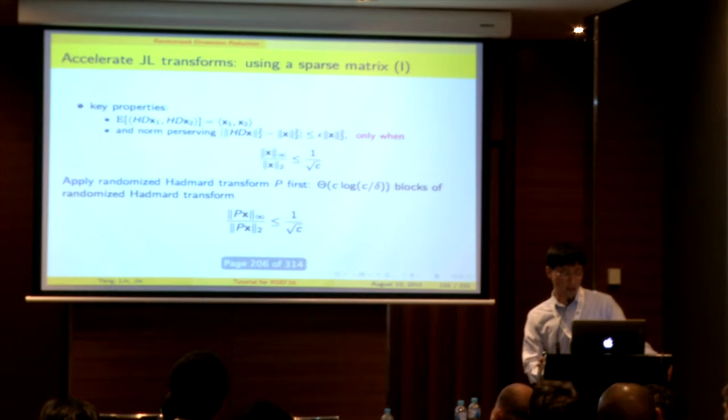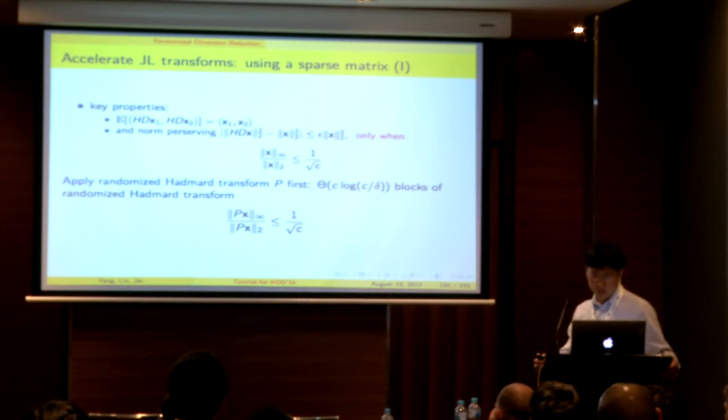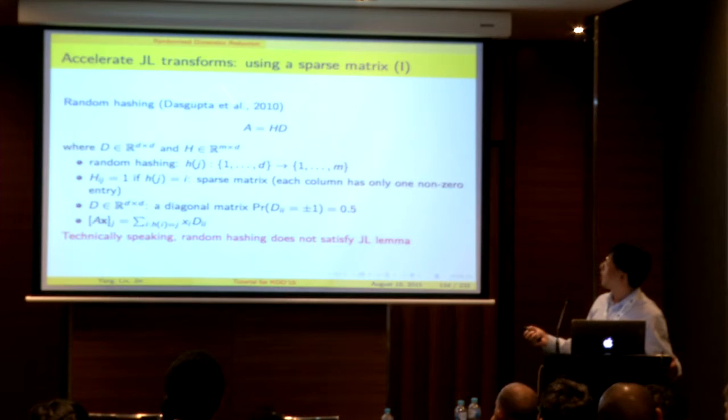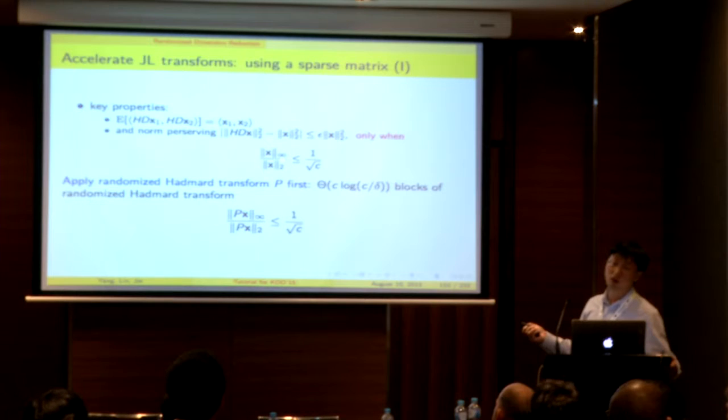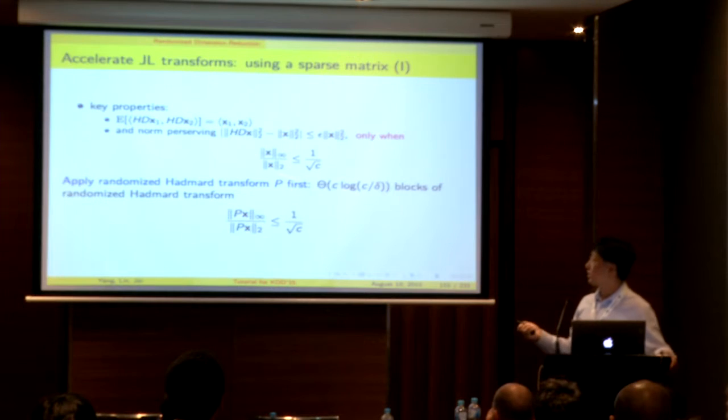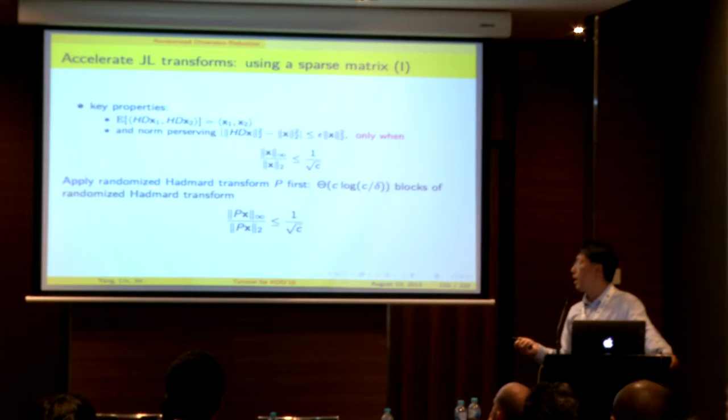So the first idea is that in this paper, they also show that the random hashing satisfies the JL lemma only when this condition is satisfied, when the infinity norm divided by the L2 norm is less than 1 over C, which depends on epsilon. So actually, we can first apply a randomized Harmonic transform to satisfy this condition, right? And then apply the random hashing.